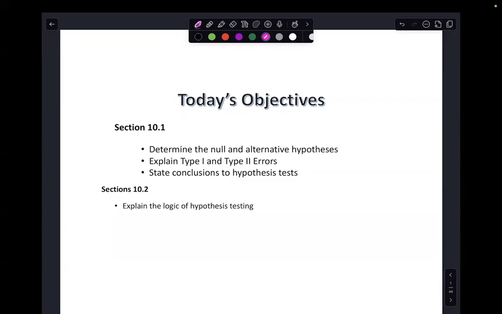Okay. So let's talk about what we're going to do today. We are in chapter 10, and we'll do 10.1, 10.2, and 10.3.